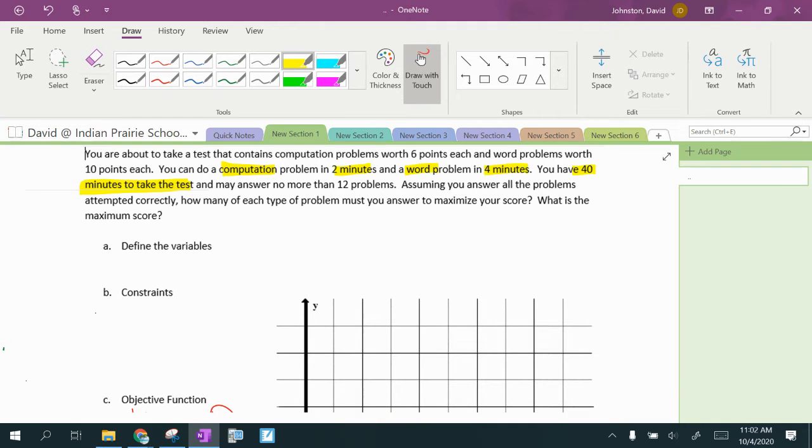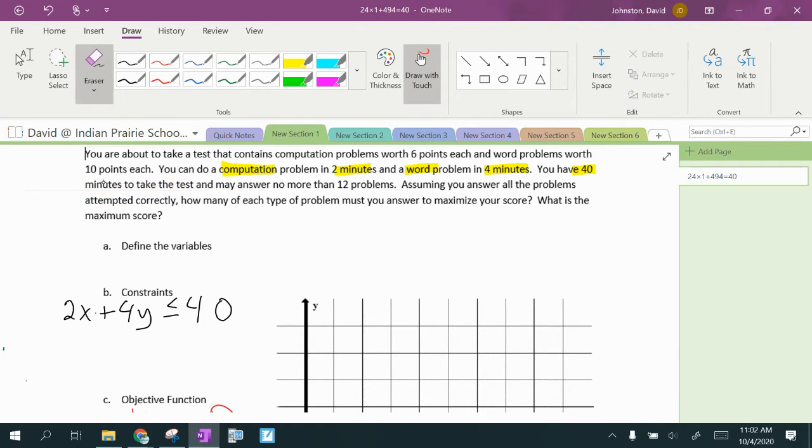If that's the case, then how do I go about actually figuring out where things go? Well, I'm going to say that if I take 2 times the number of computational problems plus 4 times the number of word problems, I know that total has to be less than or equal to 40 minutes. It doesn't have to be exactly 40 minutes, but I have to be done with the test by 40 minutes. Okay, so far so good.